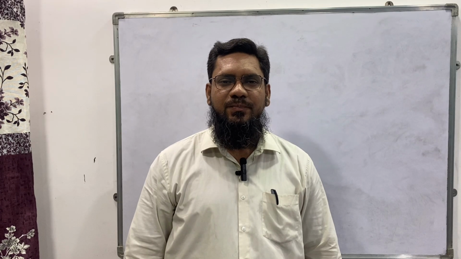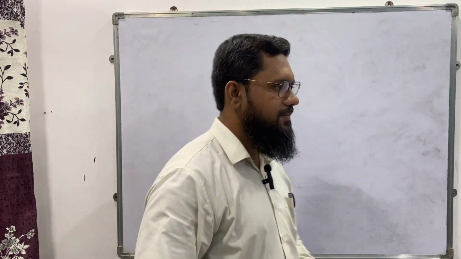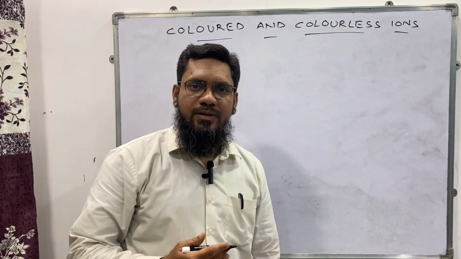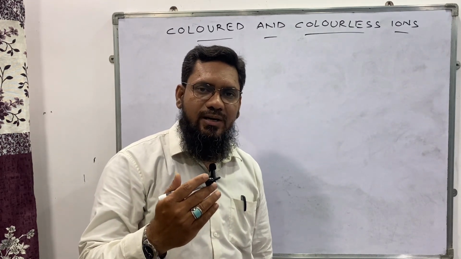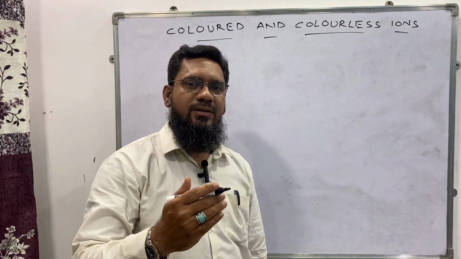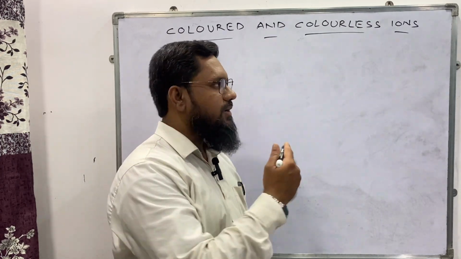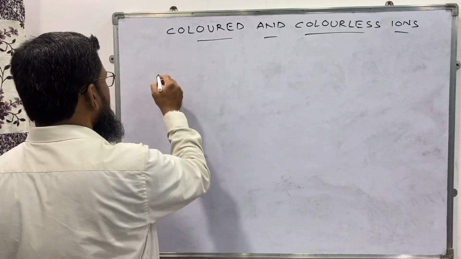Okay, dear students, in today's class we'll discuss the color and the colorless ions. To understand this particular topic, first you should know how to write the electronic configuration. Then you should know elements from 21 to 30. Then maximum questions related to this particular topic can be solved. So let's see how to write the electronic configuration.